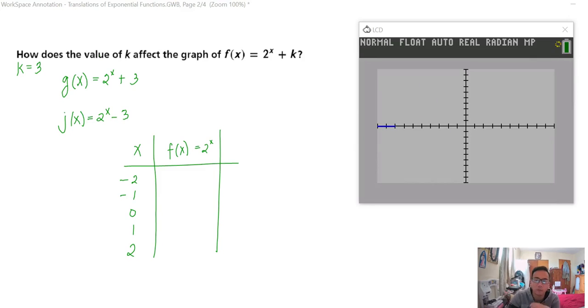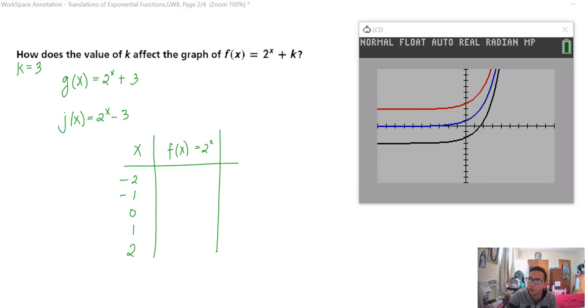Let's see. I'm going to press graph here. So the blue graph, that is your mother function. So from there we can compare. So the red graph will be your 2 raised to x plus 3, and then the 2 raised to x minus 3 is the black one. Okay, so those are the three graphs. So we have the blue one, which is our mother function, 2 raised to x, and then 2 raised to x plus 3, and then 2 raised to x minus 3.